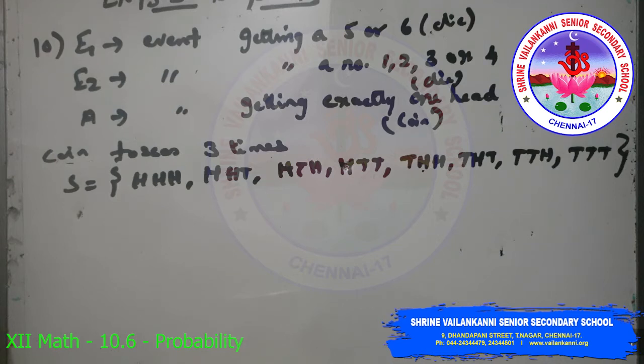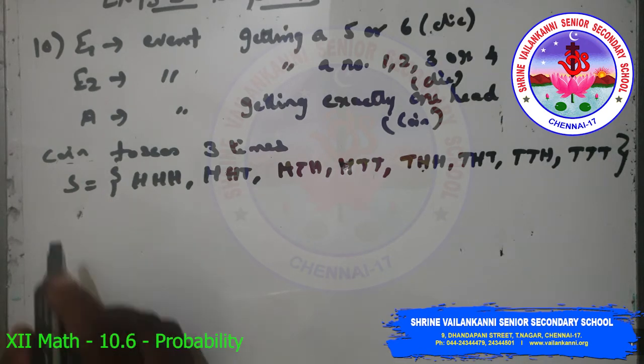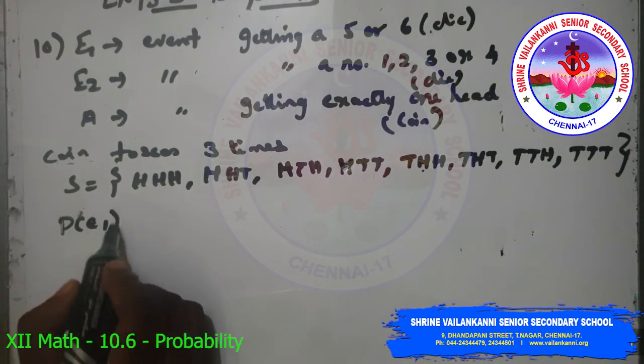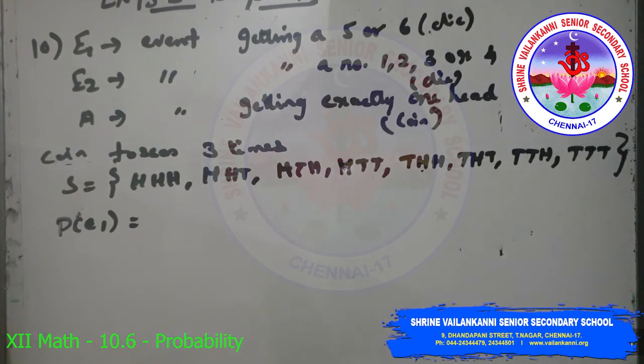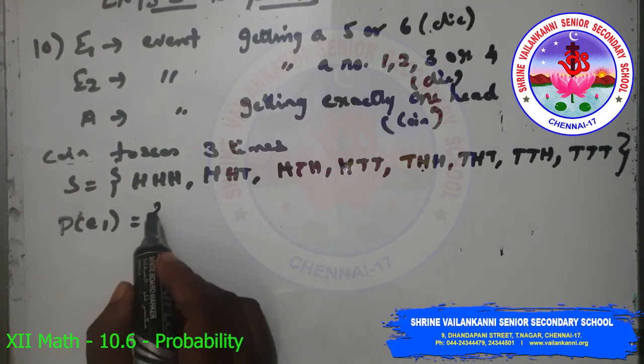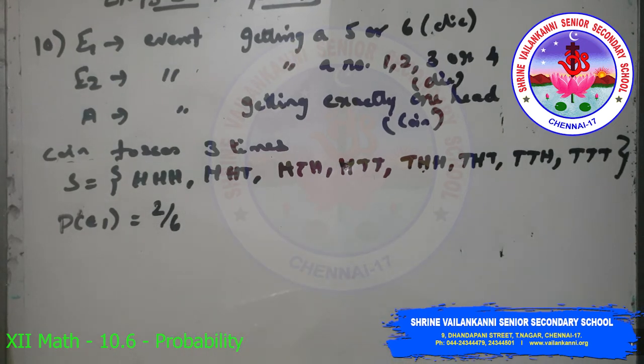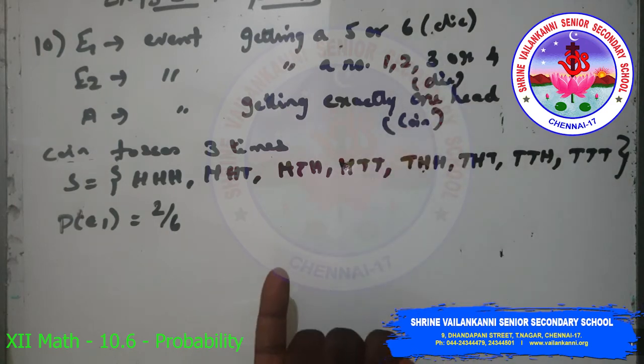If she gets a 5 or 6, she tosses a coin 3 times and notes the number of heads. So let E1 be an event that getting a 5 or 6 on the die. So P of E1 is 2 by 6. So when we throw a die, we get sample space 1, 2, 3, 4, 5, 6. So getting a number 5 or 6, that is 2 numbers. So we get 2 by 6.